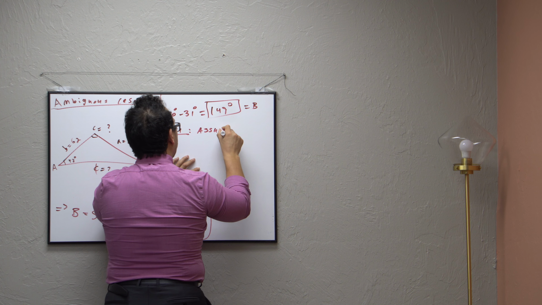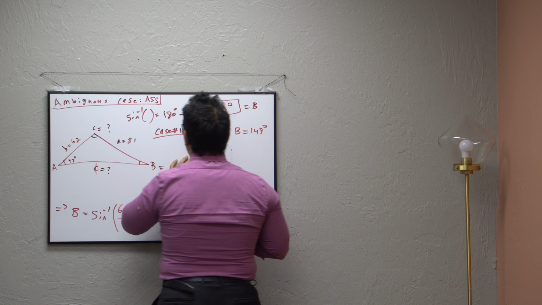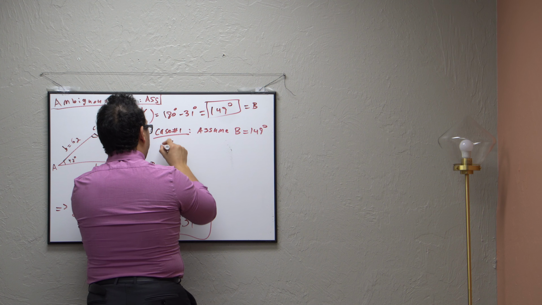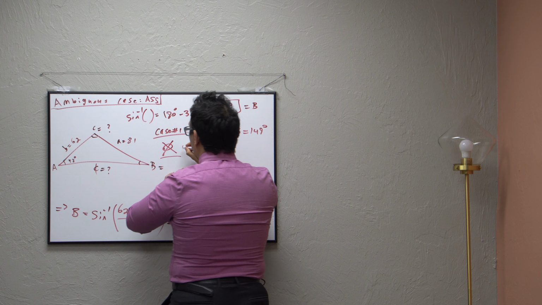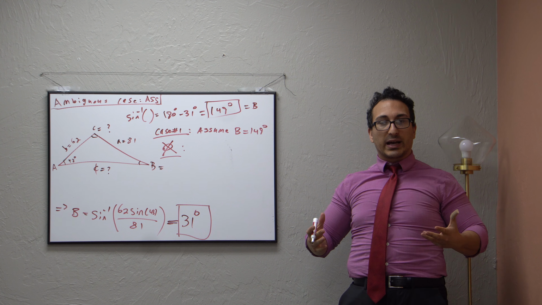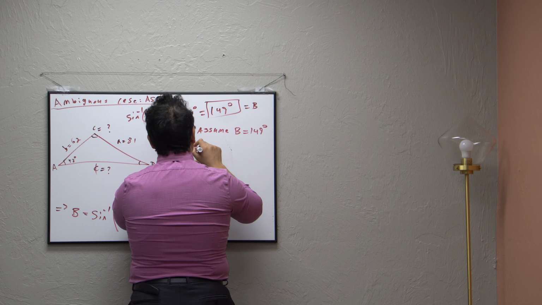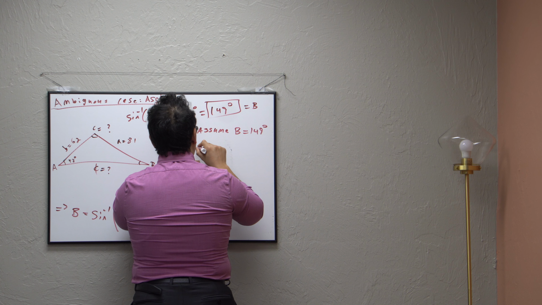Assume B is equal to 149 degrees. This leads to a contradiction. And this symbol means contradiction in mathematics. What is a contradiction, you ask? Well, the sum of the internal angles of a Euclidean triangle should add up to 180 degrees.